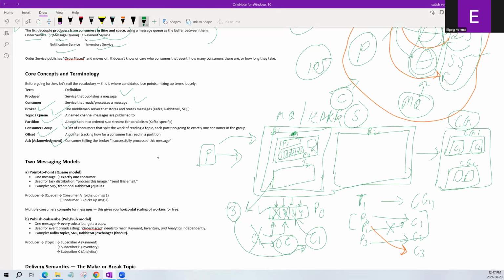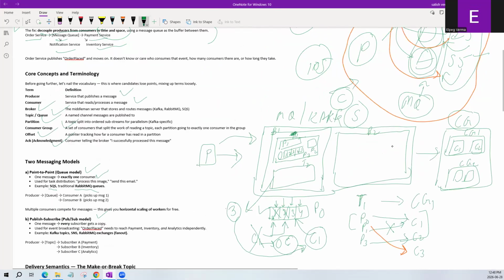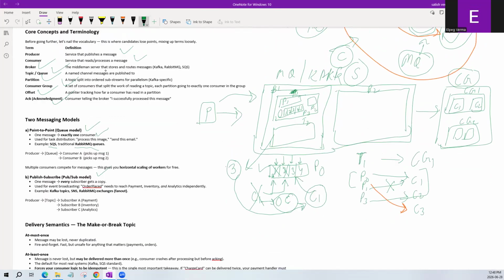Okay, so everything. So two types of model we have: point to point and publisher subscribe model. So what does point to point mean? One message, exactly one consumer. Okay, used for task distribution, process the message, sending an email, whatever, right? SQS, traditional MQ have this thing, right? I gave the example of Kafka. Okay, so Kafka is a PubSub model.